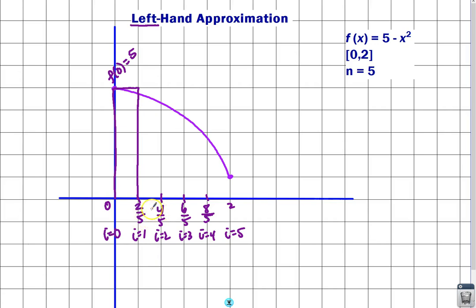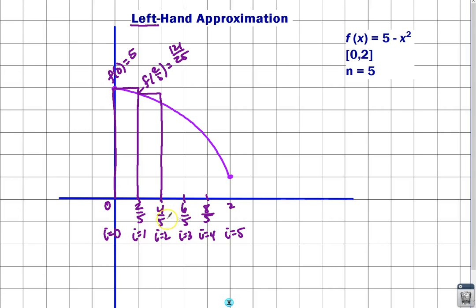Between 2/5 and 4/5, the height of my approximation, the height of my rectangle here, is going to come from the left side. So the y value at 2/5, there we go. Then I draw my rectangle. So then this is f of 2/5, which you know from before was, how much was that? I already forgot. 121 over 25.